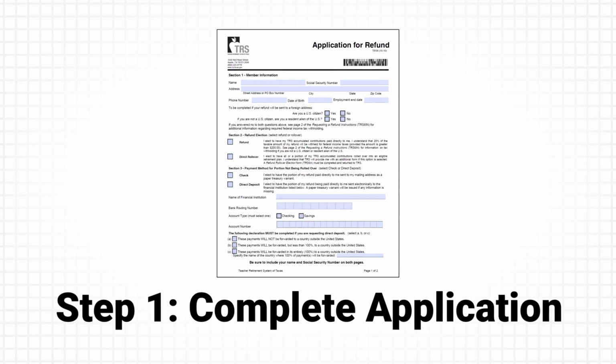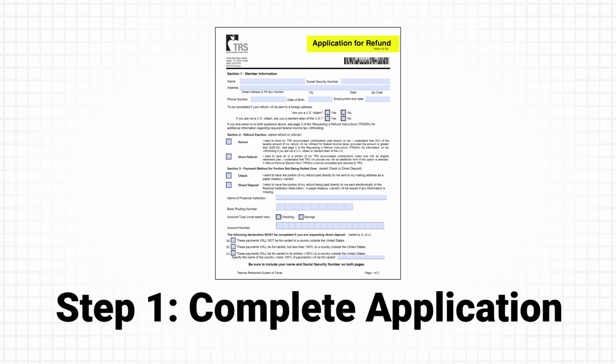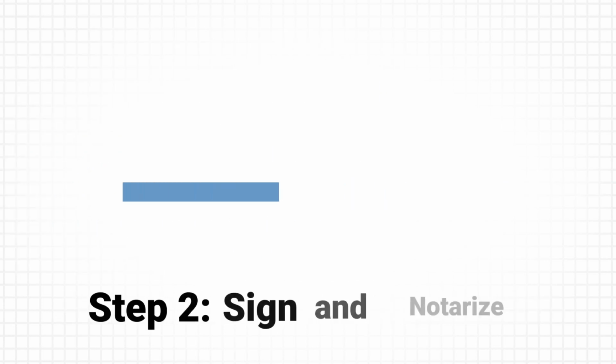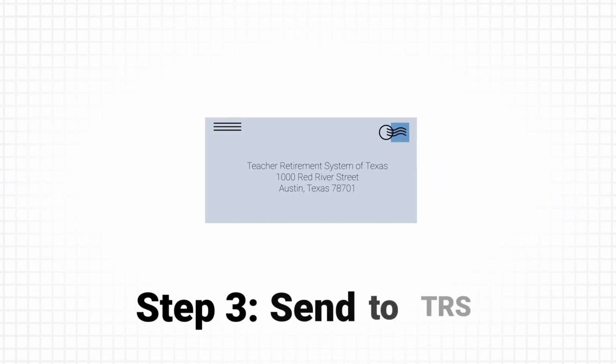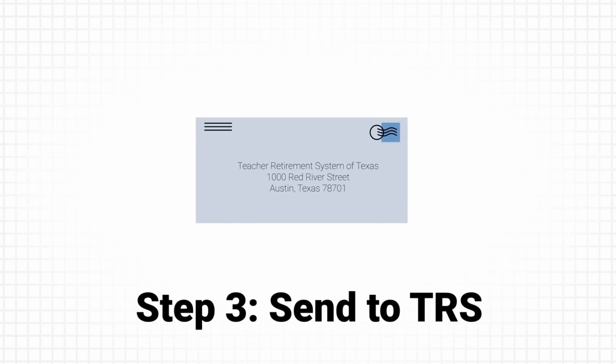However, as an alternative, you can complete a paper Form TRS-6 application for refund that's available on the Forms page on the TRS website. Sign the application and have it notarized. Send the completed form and any required documentation to TRS.